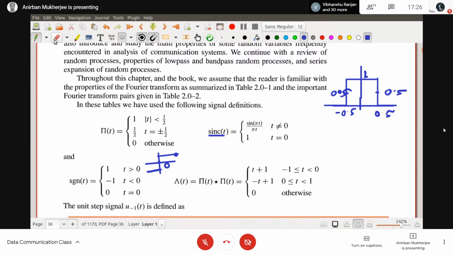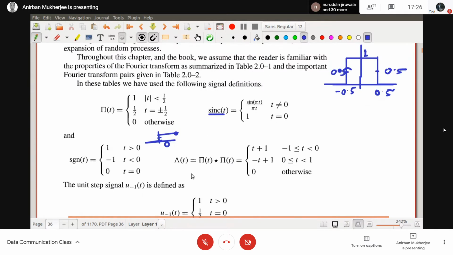There are many different ways of defining this one. This one is half. And there's the triangular function, where basically you are doing the convolution of this one with itself. If you do the convolution with its own, what will happen? It will be like this.